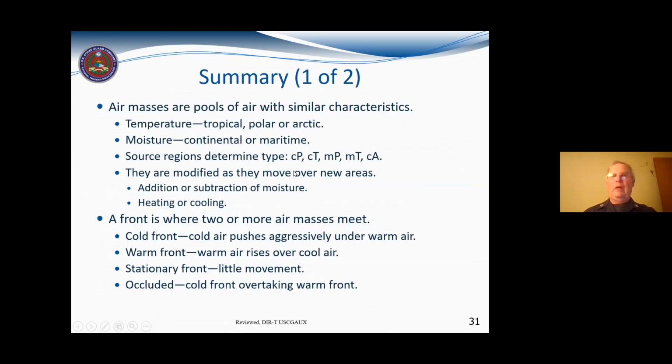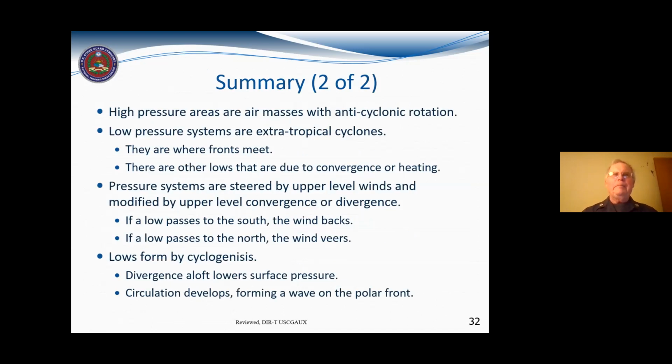Now, to summarize, air masses are pools of air with similar characteristics: warm, cool, wet, dry. Source regions are determined. I'm using a touchpad, and if you touch it too hard, it advances whether you want it to or not. So I apologize for that. Oh yeah, I did use the back arrow.